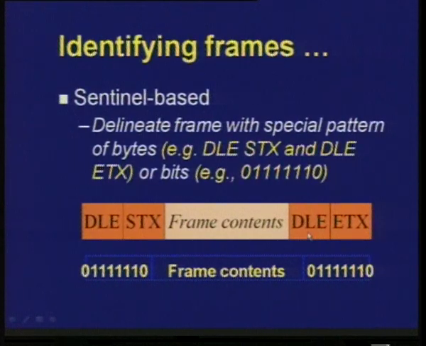DLE typically is a special character, which actually expands to data link escape character, and is used along with ETX in order to identify that you have come to the end of the frame. Similarly, DLE followed by STX is treated as a pattern which identifies the beginning of a frame.